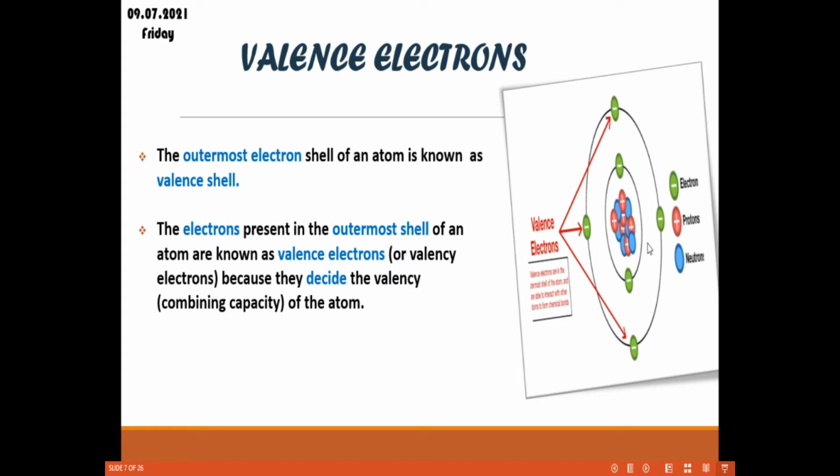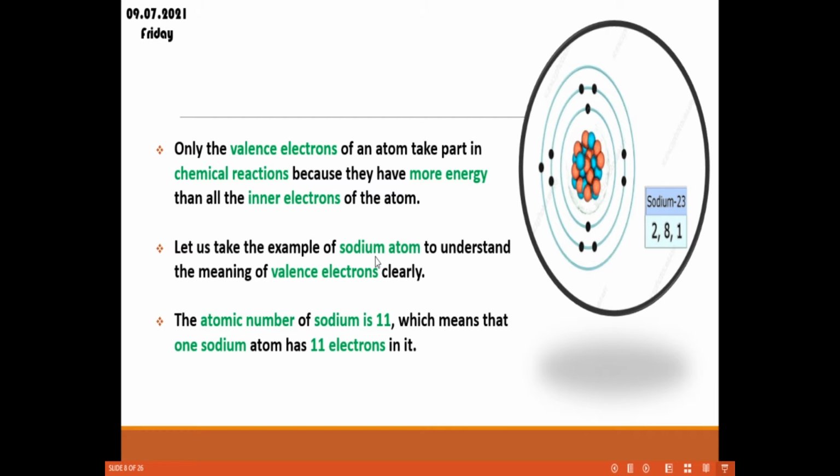See this example for carbon. Carbon has atomic number 6. So 2 electrons are filled in the K shell and another 4 will be in the L shell. So it is the combining capacity, because they decide the valency of the atom. That means they decide the combining capacity of the atom. And only the valence electrons of an atom take part in chemical reactions. Keep it in mind, students.